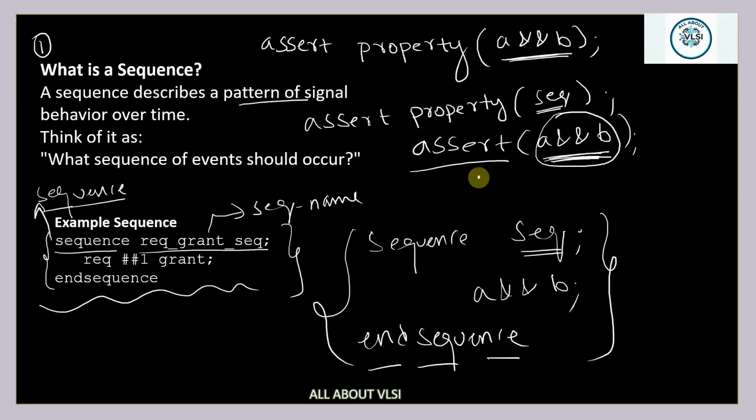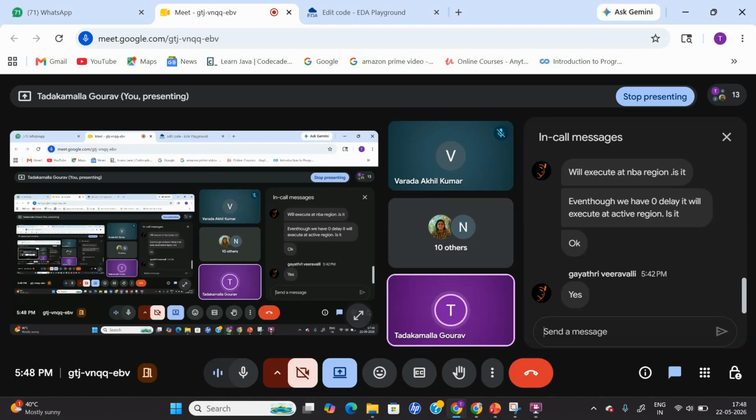So why are we going to use a sequence? We might not understand its significance now, but moving on, when we have complex situations or complex timing behaviors, a sequence will be very, very helpful, right? And for code optimization, sequences will also be very helpful. Is it clear, guys? Any doubts or queries up to here? Sequence, assert property, and all.